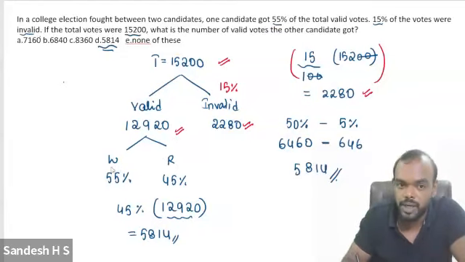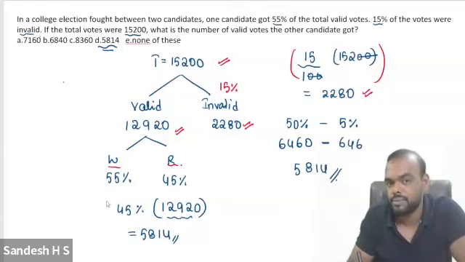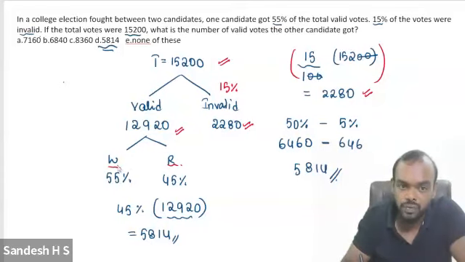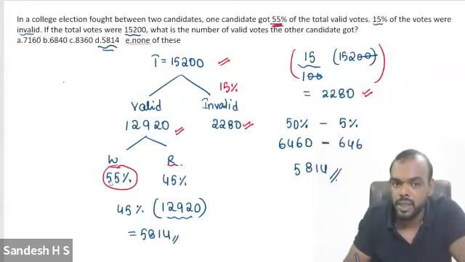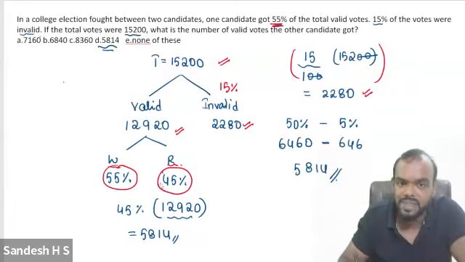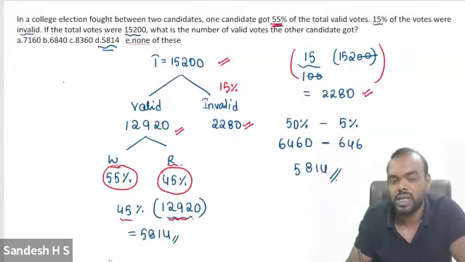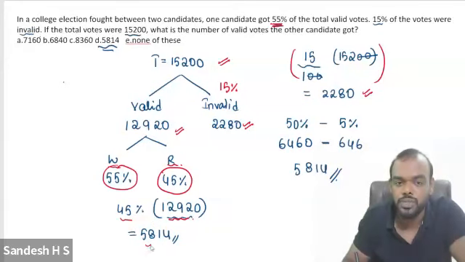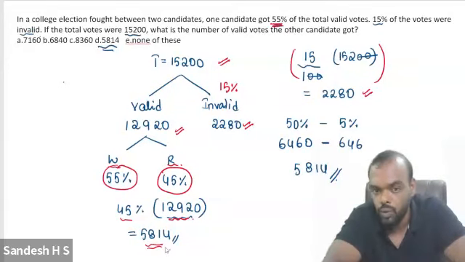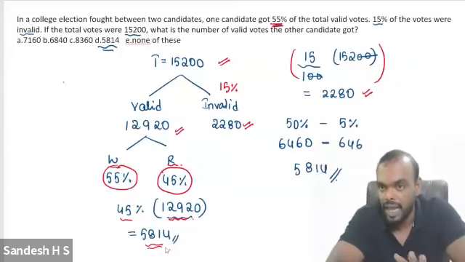Valid votes are distributed among the winner and the runner. The winner got 55% of the votes according to the question. Then the runner will get 45% of the valid votes. Valid votes are these many, and we want 45% of it. 45% of 12,920 is 5814. Am I clear, Aishwarya?